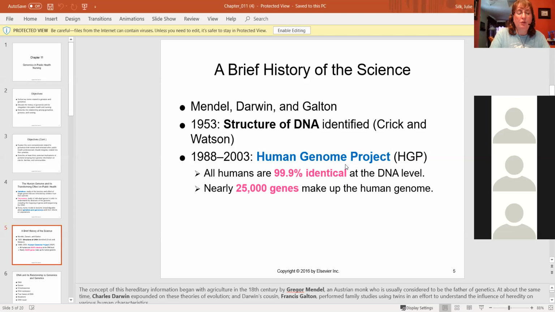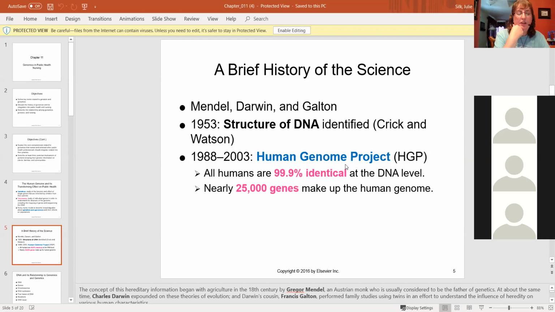Then in the 50s, a major breakthrough occurred in Cambridge, England, when James Watson and Francis Crick announced that they had figured out the structure of deoxyribonucleic acid, or DNA, and that this double helix structure could unzip to make copies of itself, confirming that DNA carries life's hereditary information, or the secret to life.